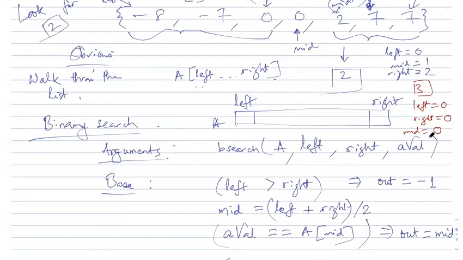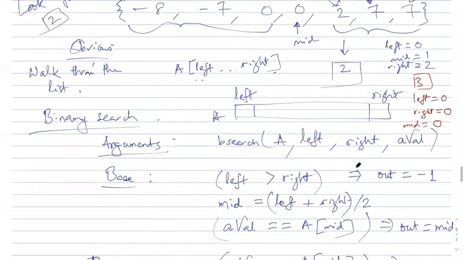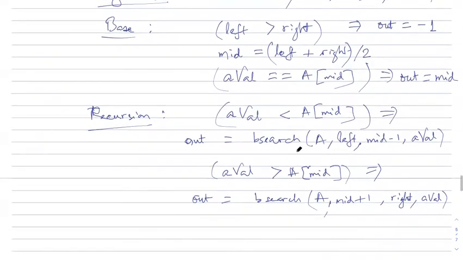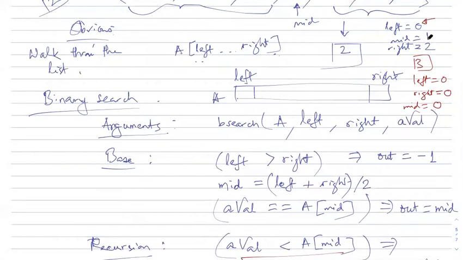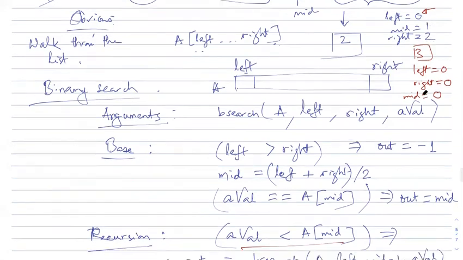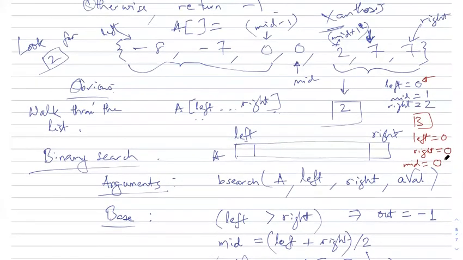Wait, isn't the right mid plus 1? I thought that's what you said. So let's be clear. When we find that it is less than mid, we are here, we are not here. So it is left at mid minus 1. So left is 0. Mid minus 1 also becomes 0, correct? Because mid was 1. The mid minus 1 will become 0, correct?